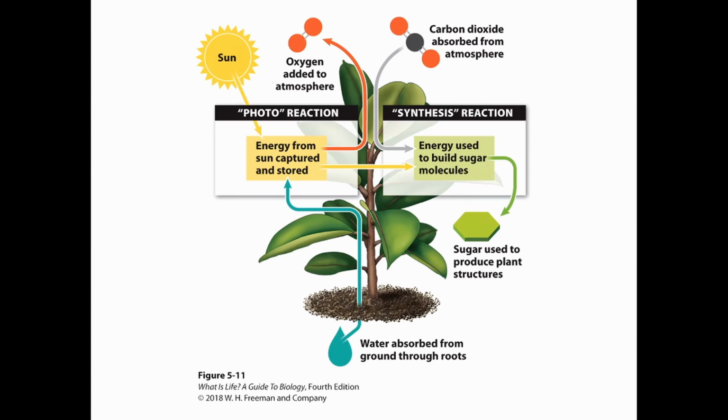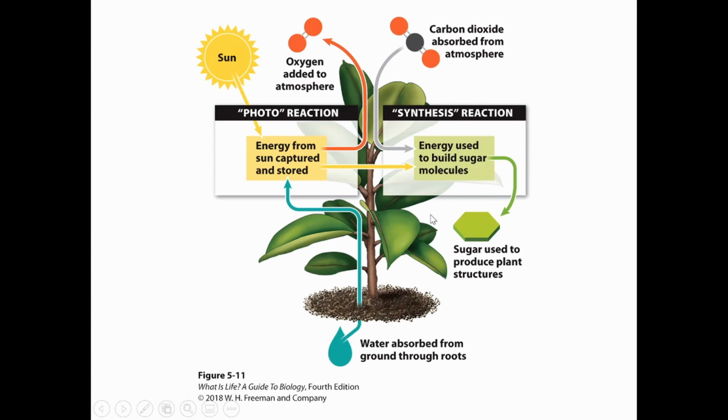So we look at the process, right? Like I mentioned, water gets absorbed through the ground, through the roots and brought up the plant. The photoreactions are happening when we capture energy from the sun and we store it away. And then the synthesis reaction, we use that energy to build the sugar molecules, to build the carbohydrates. In order to get the carbon to build these sugars, the carbon dioxide is brought in from the air. And when we're done with our photoreaction, we can release oxygen into the atmosphere.